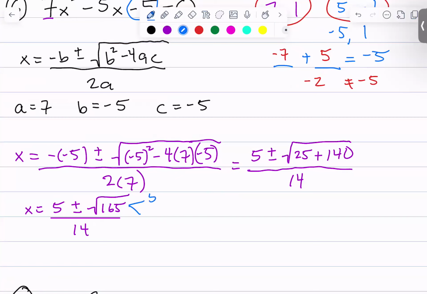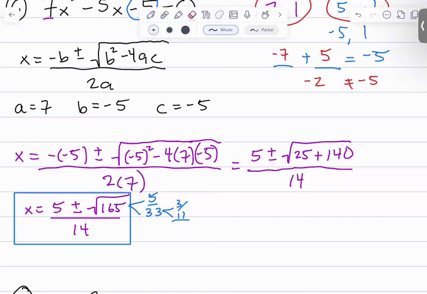A 5? That would be a 33 then, right? 33, we can do 3 and 11. Since they're all prime numbers and there's no pairs, that's it. My answer would just be this. There's nothing to simplify here.